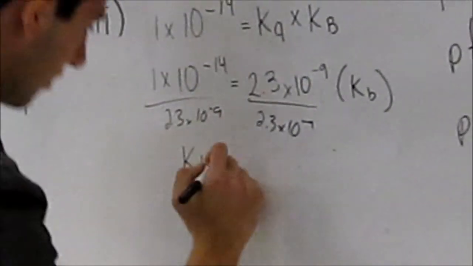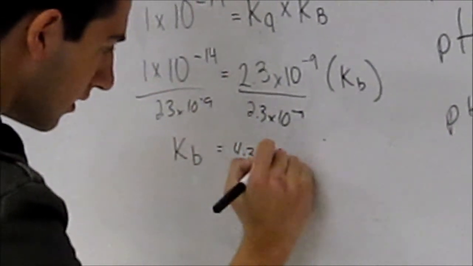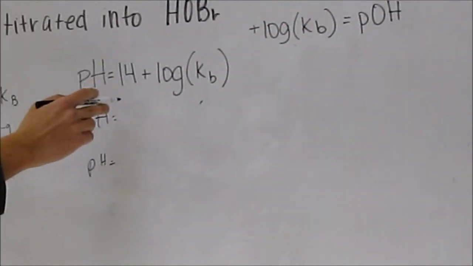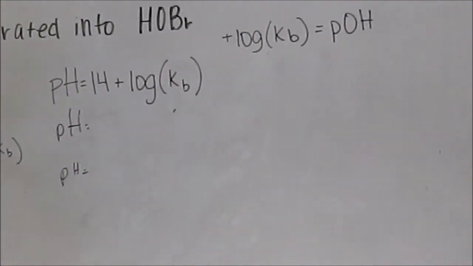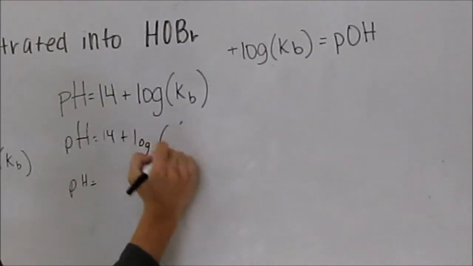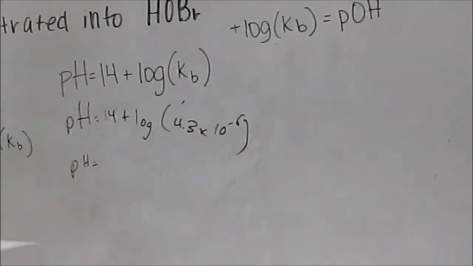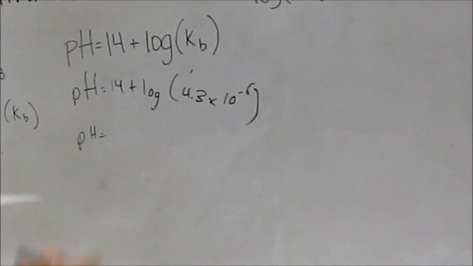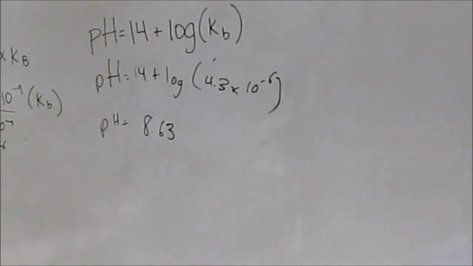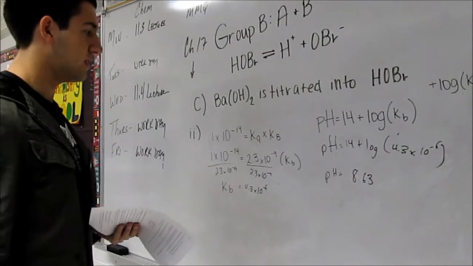And we got Kb equal to 4.3 times 10 to the negative 6. Well, this we're going to plug into this equation right here: pH equals 14 plus log of Kb to get our answer. So 14 plus log of that, and we get our pH to equal 8.63. Because pH is 8.63, which is greater than 7, this problem right here will be basic.